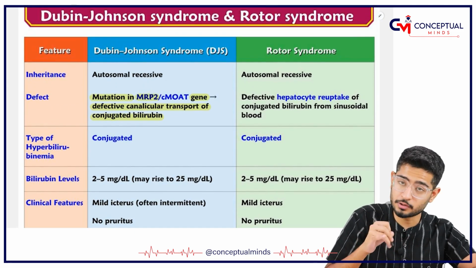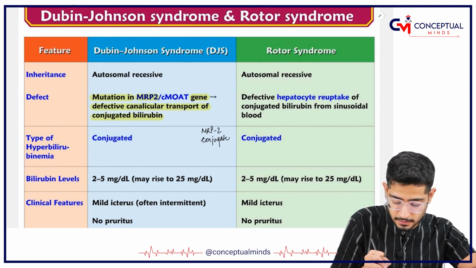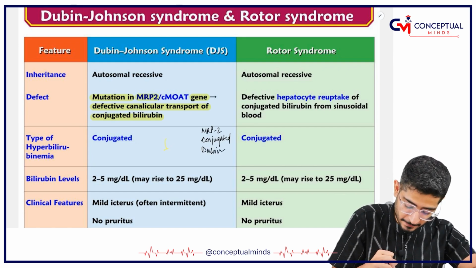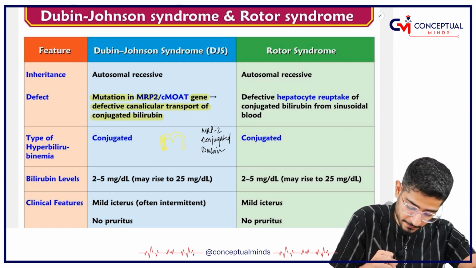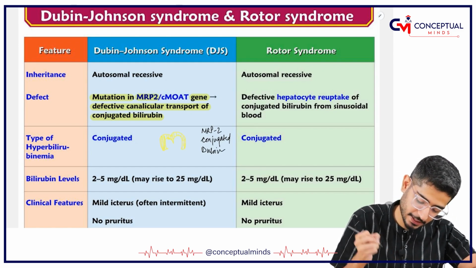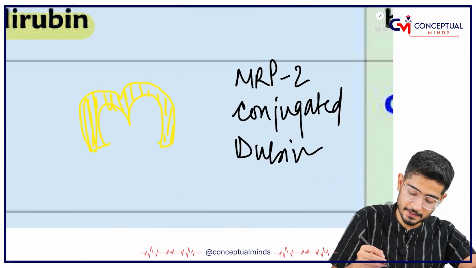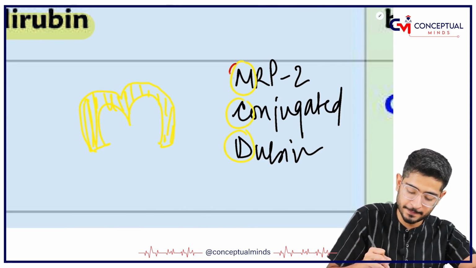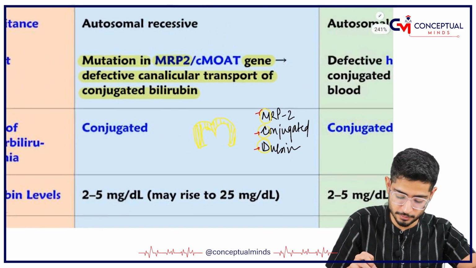So what is important in Dubin-Johnson is that the gene mutation is MRP2 and conjugated bilirubin is increased. And this is the beautiful mnemonic, which reminds me of something I am a big fan of, called MACD. I'm so sorry, I don't know if it is visible or not. MACD: M for MRP, C for conjugated, D for Dubin-Johnson. MRP, then conjugated, and then Dubin-Johnson.